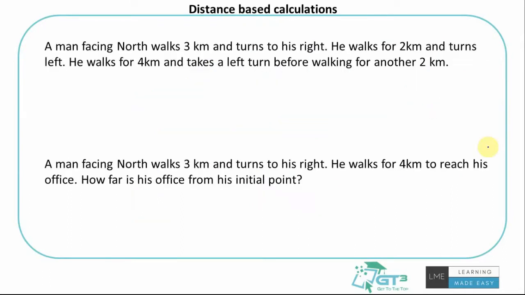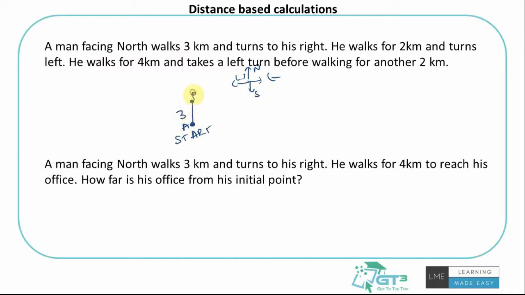Sometimes you get a question where you will be asked to find the final distance between the starting point and the end point. It's like a man facing north walks 3 kilometers. So let's assume a man started here, facing north. I know this is the north, this is the east, this is the south, this is the west. Let's assume he walked for 3 kilometers.